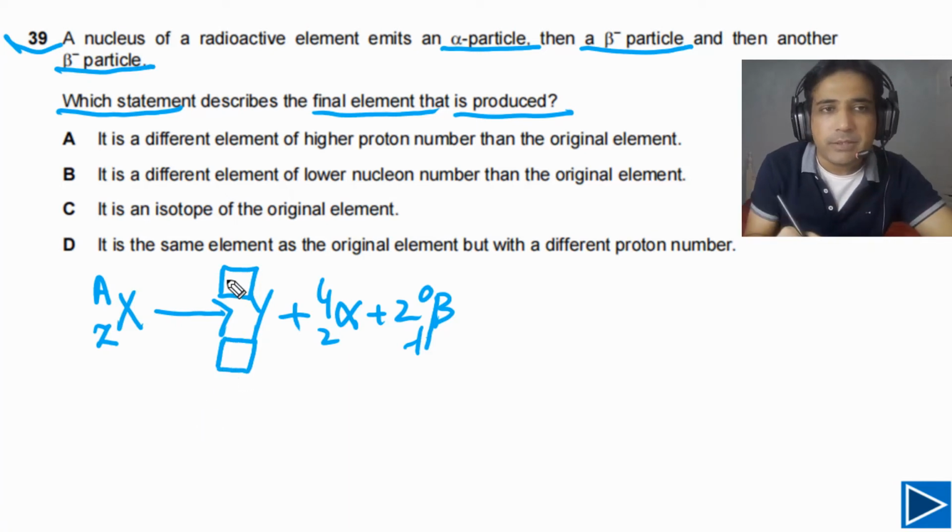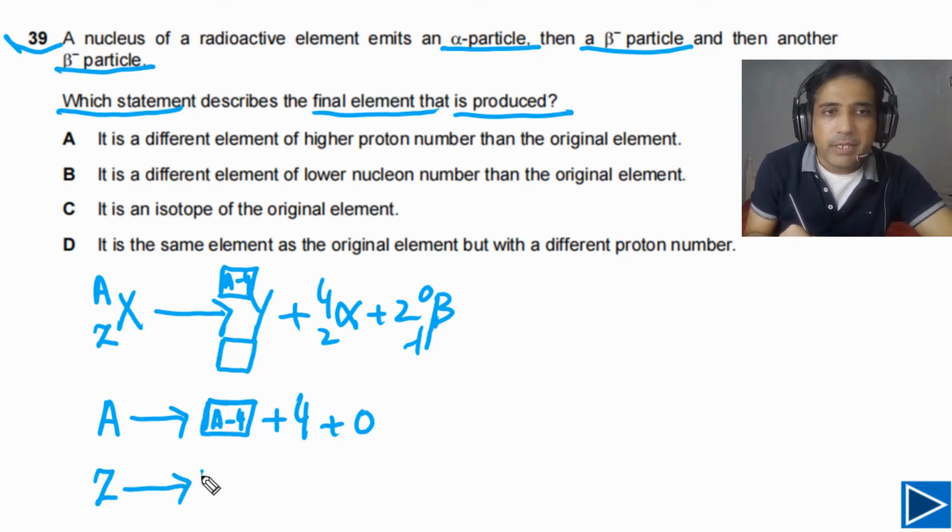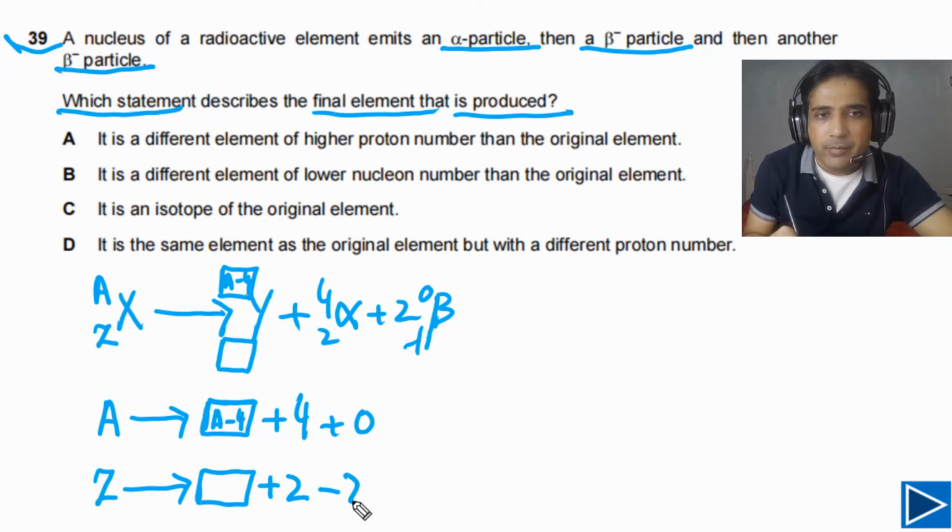In this case, we can simply understand that A is equal to the mass number of Y, plus 4, plus 0, because the mass number of a beta minus particle is 0. So simply we can say the mass number of Y is A minus 4. Now we can also find out the atomic number of Y. The atomic number decreases by 2 here, and here we have minus 2.